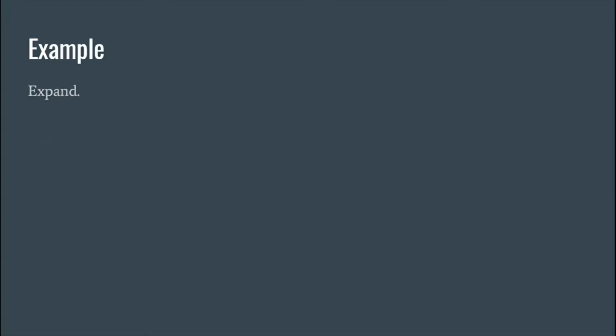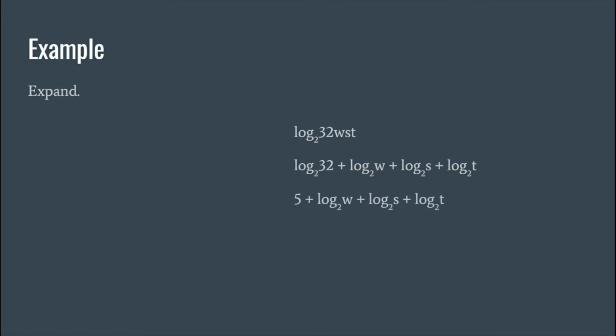Let's try another example here. Same deal. We got 32, W, S, and T, so that's four things, so we can split this up into the sum of four logs. And then again, because this is a number here, we want to simplify this. So 2 to what power gives us 32? That's 5. And that's how that simplifies.